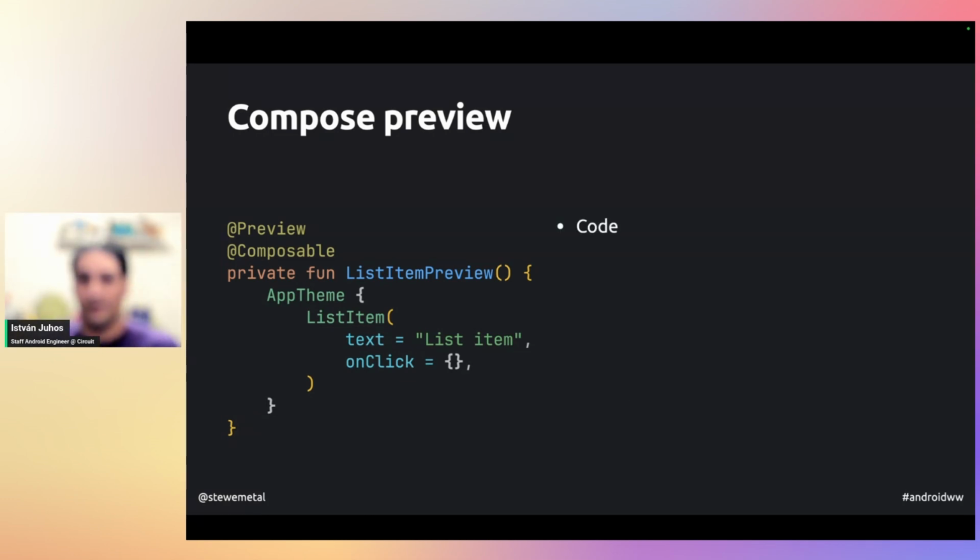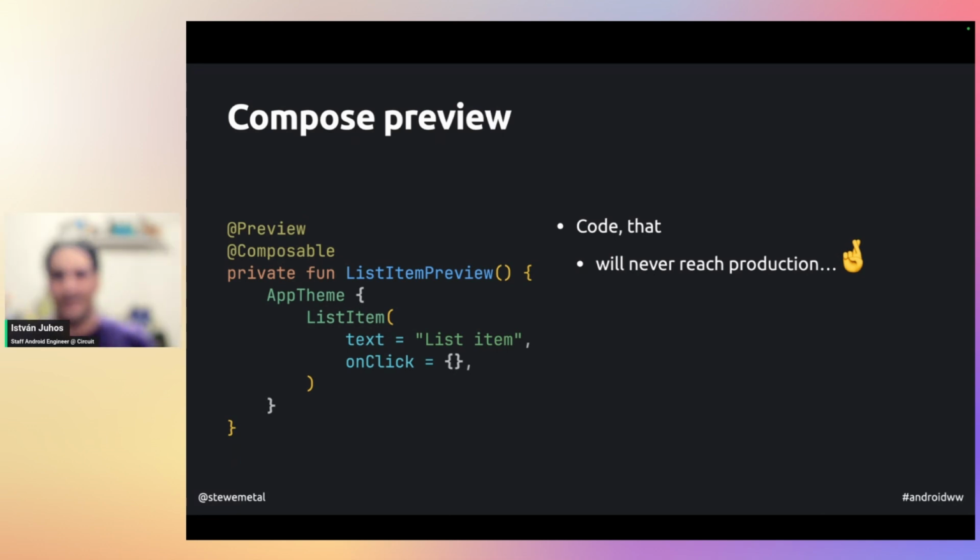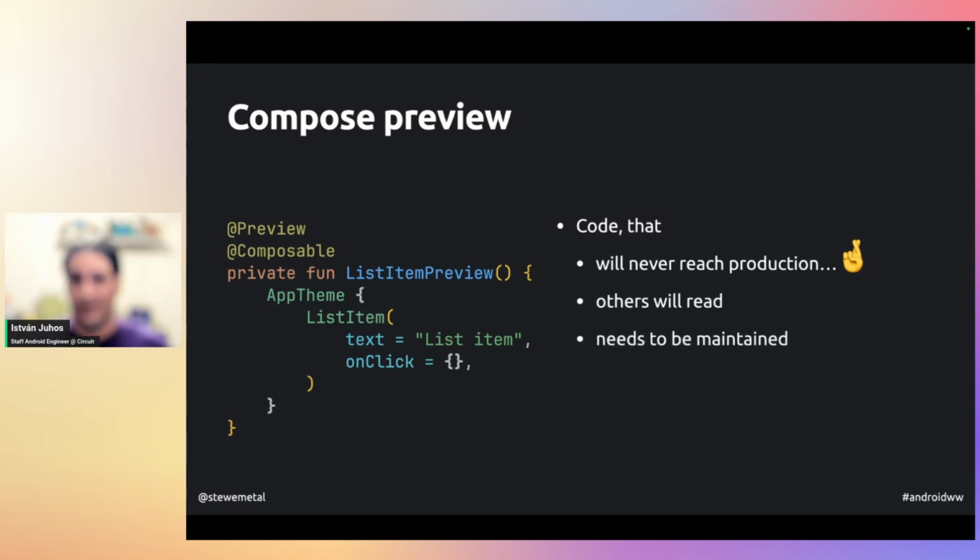Okay, but what we had to do for this is write some code. And code that will probably, hopefully, never reach production, provided that you have R8 enabled and you don't use these composable preview functions anywhere else in your code base. But let's say they will never reach production. But others will definitely read it, and others or you will have to maintain it at some point if the composable that you're previewing is changed or needs some updates.